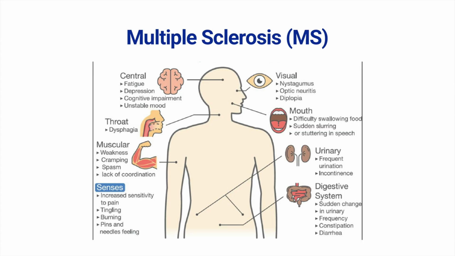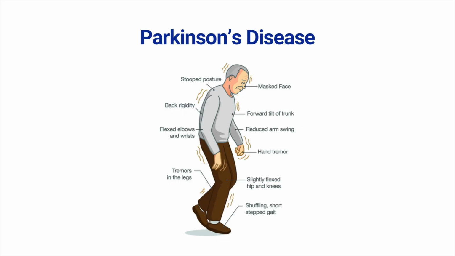Okay, so MS highlights the need for orthotic designs that are flexible, efficient, and user-centered, allowing individuals to maintain independence despite a fluctuating condition. And we have Parkinson disease. Parkinson is also a progressive neurological disorder that primarily affects movement control.